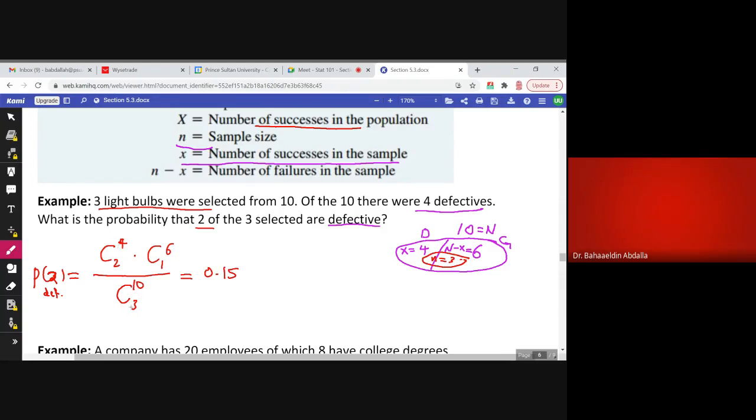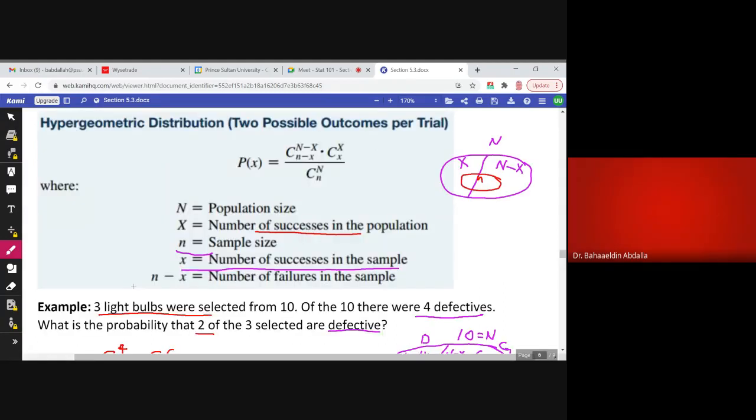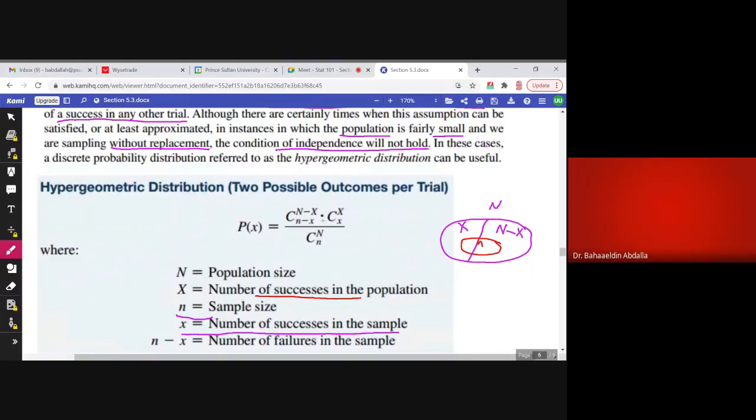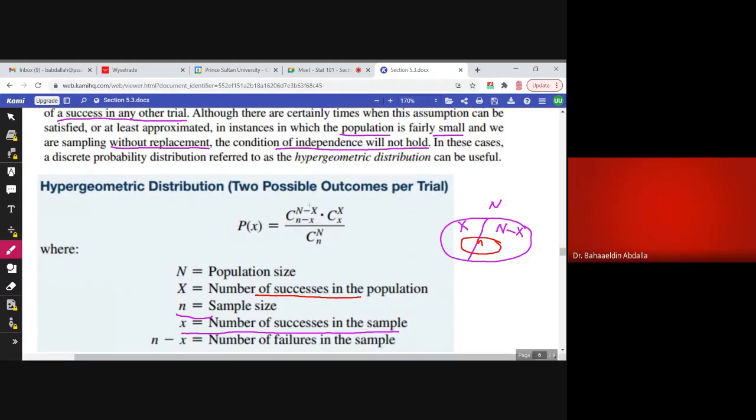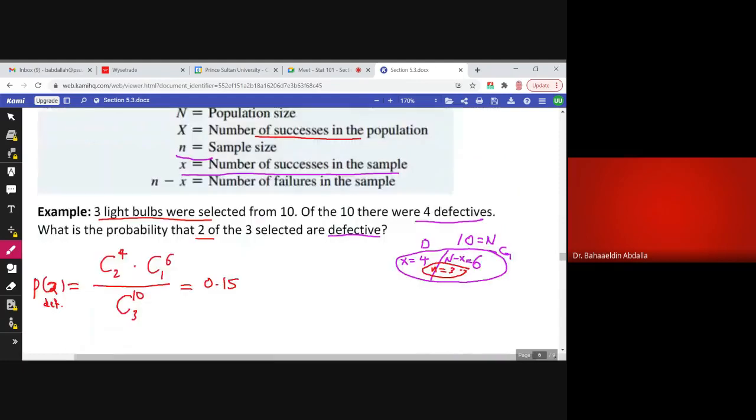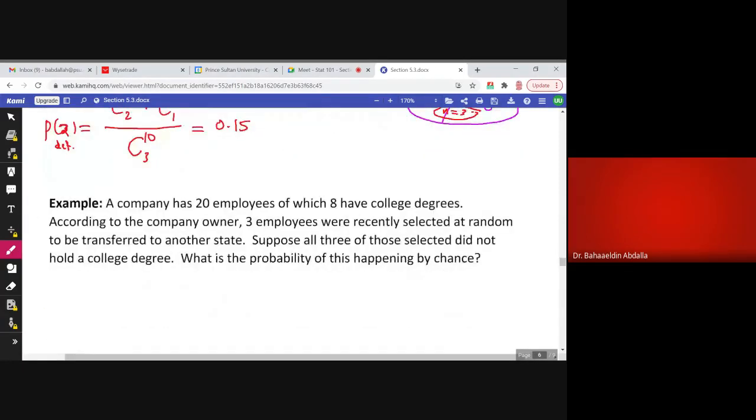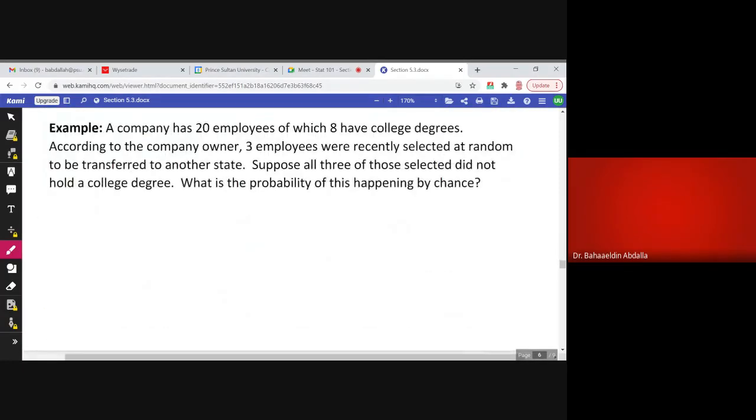And 3, the sample you are going to choose, 2 of them should be here, defectives, 1 of them is here. So 1 plus 2 is always 3, 4 plus 6 is always 10. If you look at the formula, if you add small n minus x with x, you will get small n. And if you add capital N minus capital X with capital X, you will get capital N. So that's the definition or the formula we use to find the probabilities in the hypergeometric distributions.